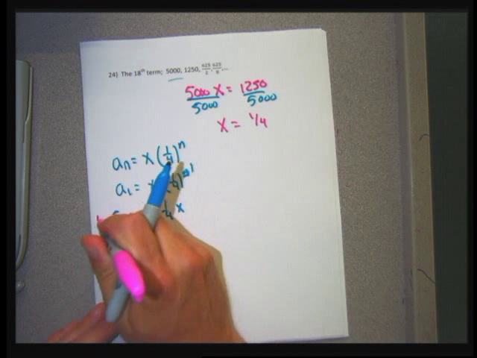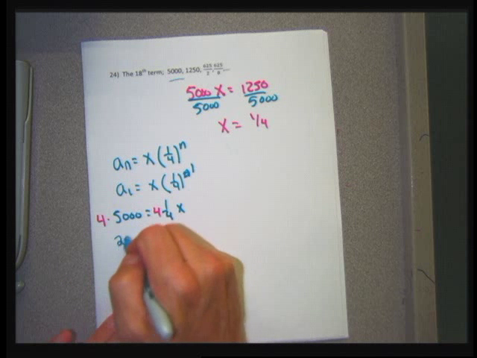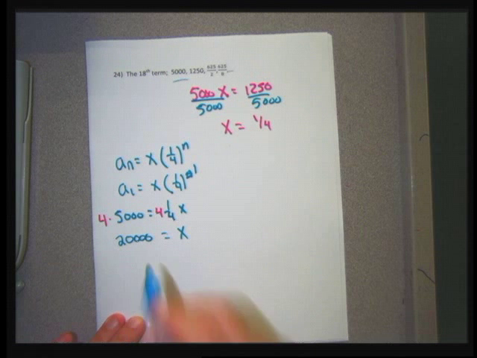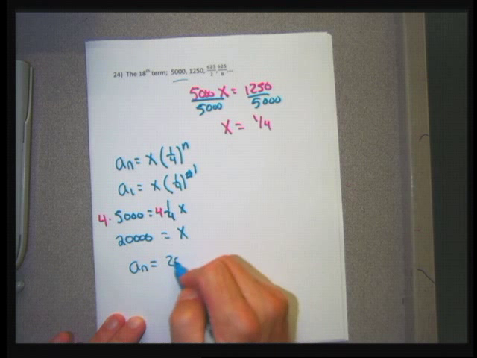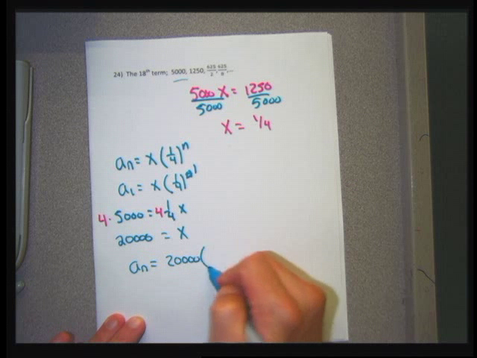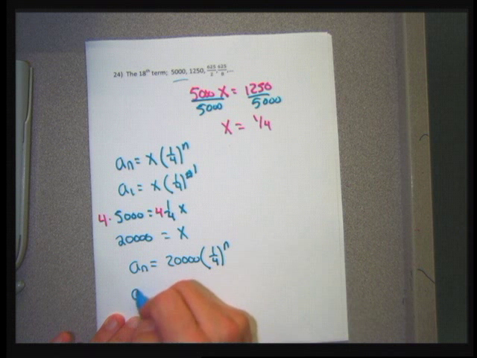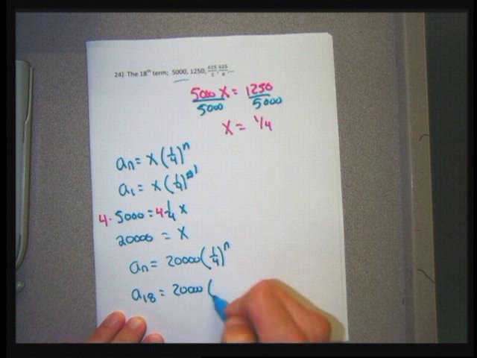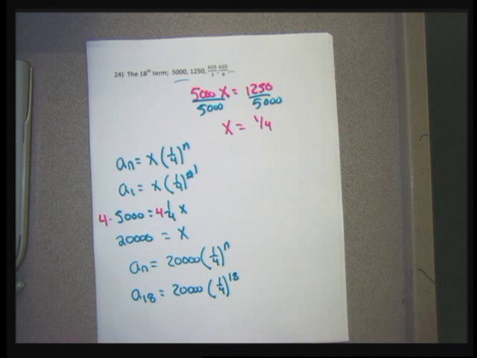I'm going to multiply both sides by 4. And when I do that, 4 times 5,000 is 20,000. And then the right side, you get the x. So the formula for this sequence is a sub n equals 20,000 times 1/4 to the n. To find the 18th term, I'm going to go a sub 18 equals 20,000 times 1/4 to the 18th power, and that's going to come out to be a decimal.